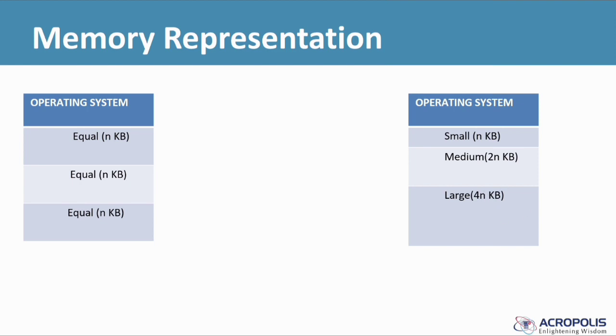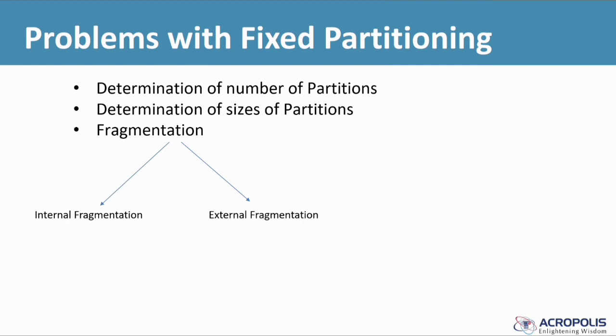Hope you got it. Now let us look at what the problem is with fixed partitioning. The first problem with fixed partitioning is the determination of the number of partitions. We don't know how many partitions we require. And the determination of the size of the partitions is also very challenging, as we don't know how small the processes are and what the size of those processes is. So we don't know exactly the size of the processes and the number of partitions we require. So this is problematic for fixed partitioning.